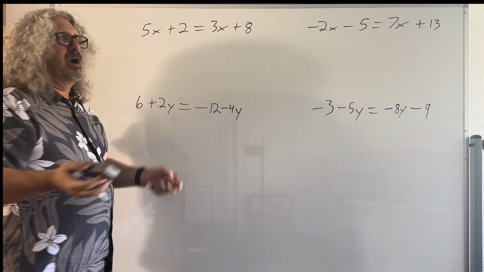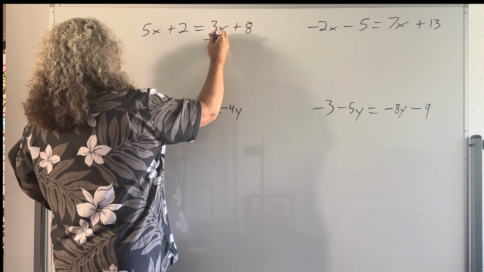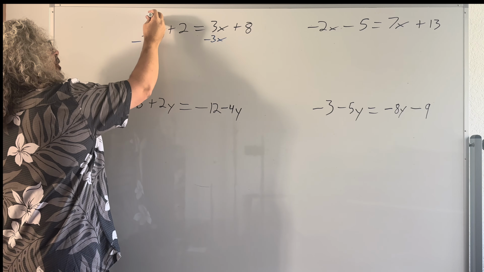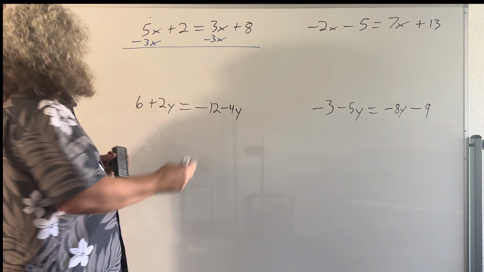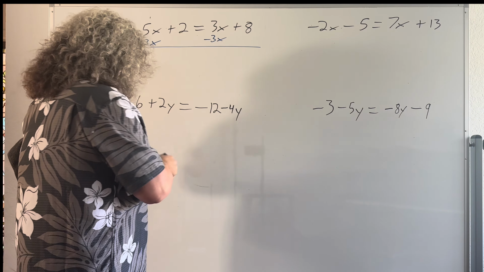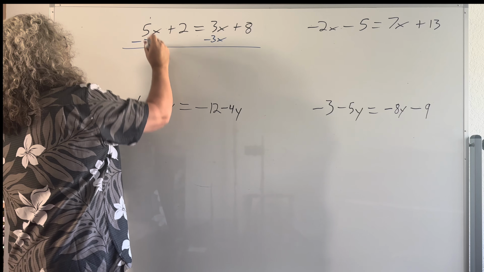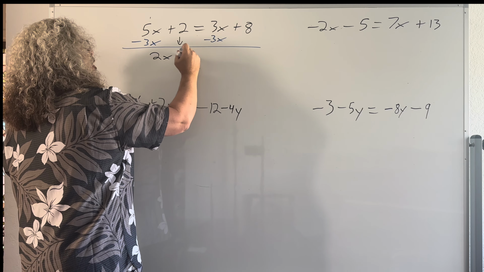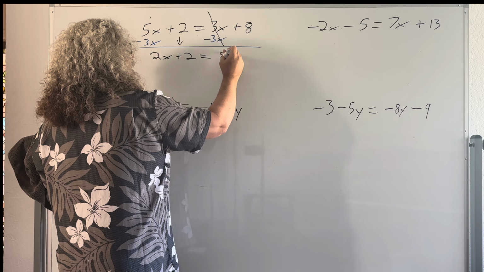What I advise my students, again, is to keep them positive. And I notice that if I subtract my 3x here and I subtract my 3x here, I'm going to end up with a positive 2x. And I like that. It makes me happy. Okay? So right now, let's go ahead and go black ink on this one. I'm going to get 2x. I'm just going to drop the plus 2. Equals, they die, they become 0, equals 8.